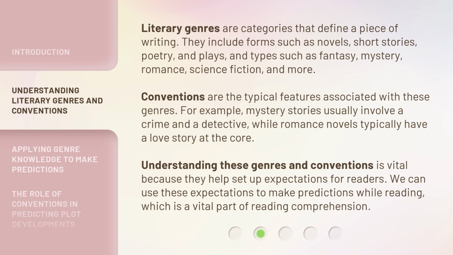Literary genres are categories that define a piece of writing. They include forms such as novels, short stories, poetry, and plays, and types such as fantasy, mystery, romance, science fiction, and more. Conventions are the typical features associated with these genres. For example, mystery stories usually involve a crime and a detective, while romance novels typically have a love story at the core. Understanding these genres and conventions is vital because they help set up expectations for readers. We can use these expectations to make predictions while reading, which is a vital part of reading comprehension.